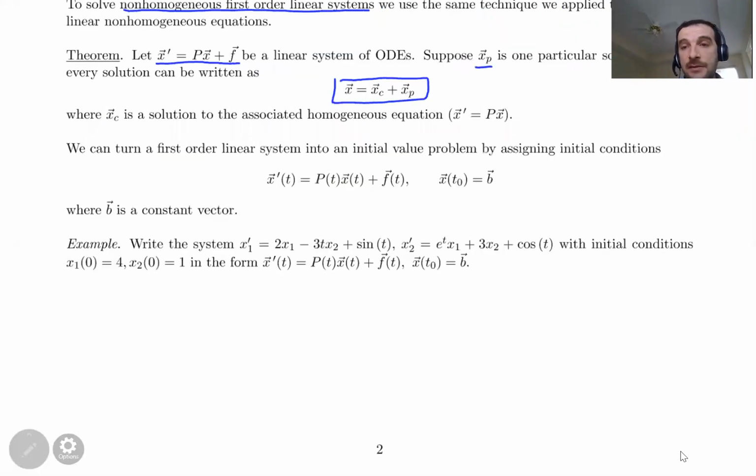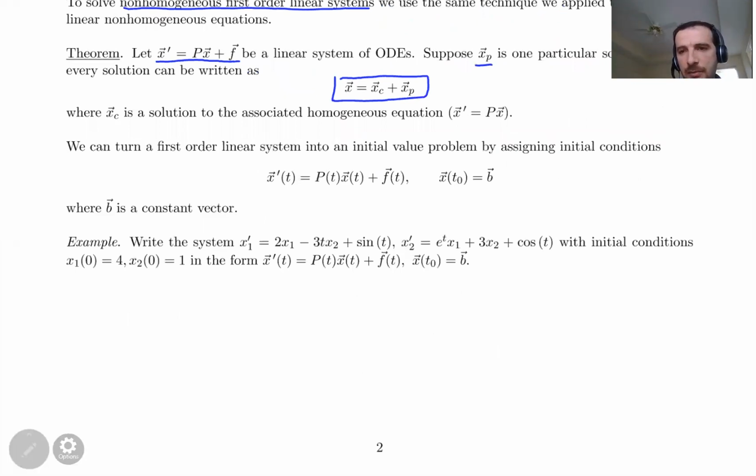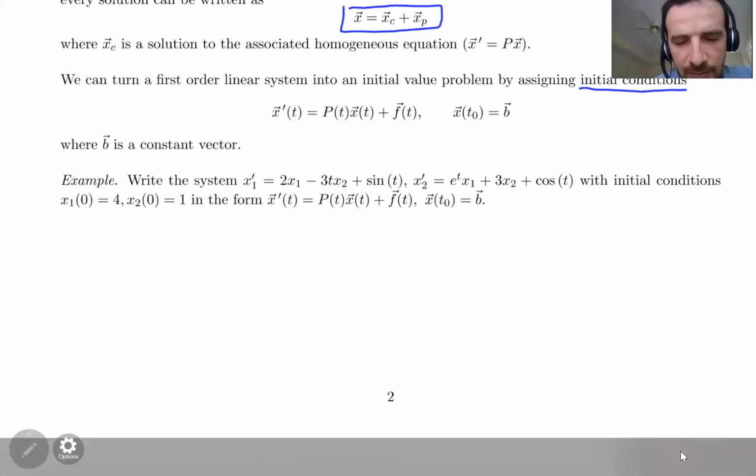And similarly, we can also define initial value problems using vector equations, okay? So we can have such a first order linear system, and in addition we can also have an initial condition, and I can rewrite the initial condition this way, okay? So let's look at this example. x1 prime is equal to 2x1 minus 3t x2 plus sine of t, and x2 prime is equal to e to the t x1 plus 3x2 plus cosine of t. And initial conditions are x1 of 0 is equal to 4, x2 of 0 is equal to 1.